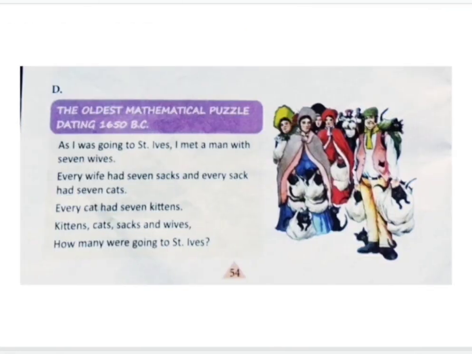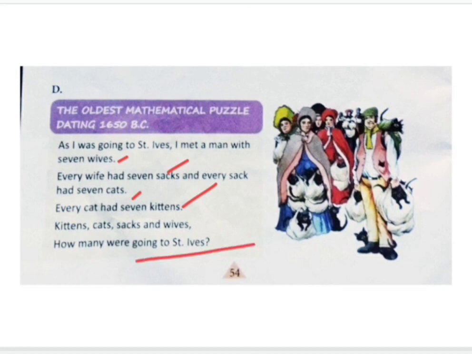The oldest mathematical puzzle, dating to 1650 BC. As I was going to St. Ives, I met a man with 7 wives. Every wife had 7 sacks, and every sack had 7 cats. Every cat had 7 kittens. Kittens, cats, sacks, and wives, how many were going to St. Ives?